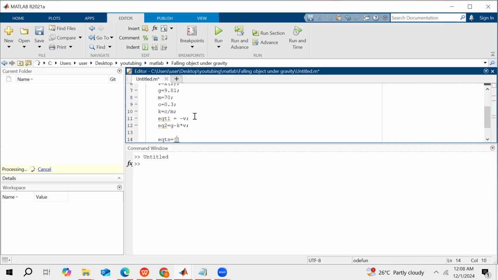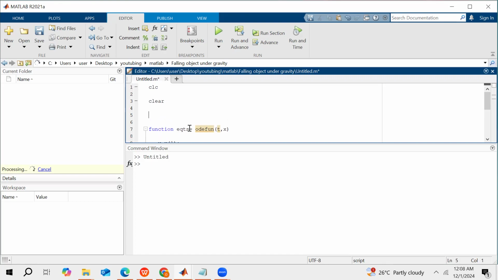To be equal to equation EQT1. I'll make sure that it is a column vector, EQT2. Yes. So I've been able to define the ordinary differential equations. Now I'm going to use the ODE solver, ODE 45 solver.